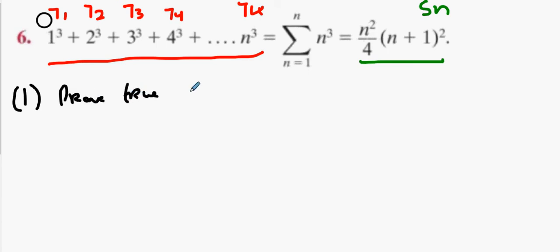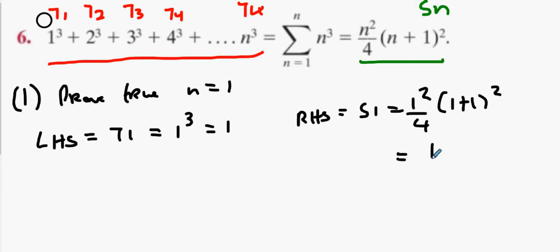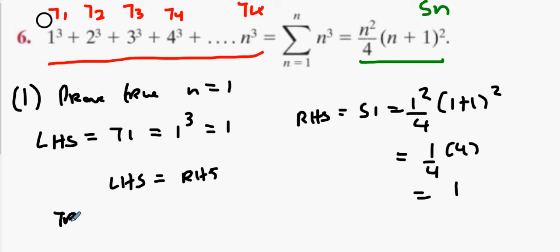Prove true for n equals 1. We'll start with the left hand side, which means we'll start with T1, which means we'll start off with 1 cubed, which is 1. Then we'll do the right hand side, which is S1, which is 1 squared over 4 into 1 plus 1 squared, which is a quarter of 4, which is 1. And then you say LHS equals RHS, true for P1, or true for n equals 1. Everybody get that far? 5 marks, well done, 5 out of 20.